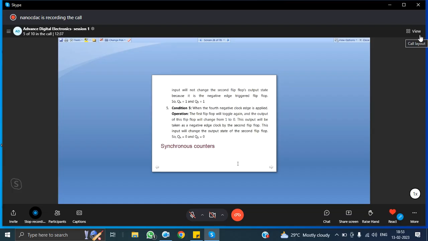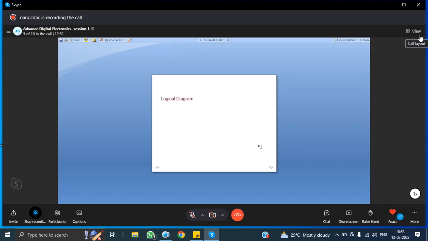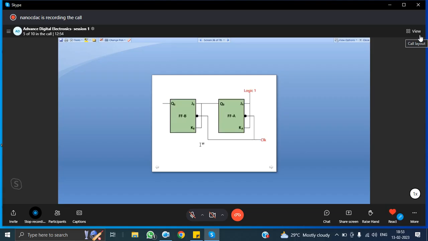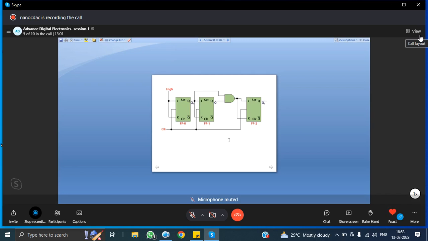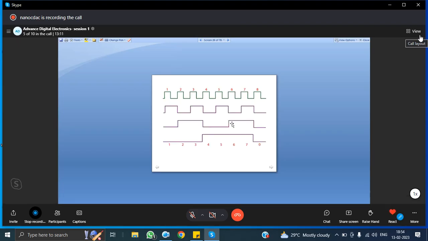Synchronous counters. So what do you mean by synchronous counters? In a synchronous counter, the present counter output passes to the input of the next counter. Here the same clock pulse is applied to both of the flip flops. Flip flop 0, 1 and 2, and here you are using an AND gate. You can see the signal diagram for this one.